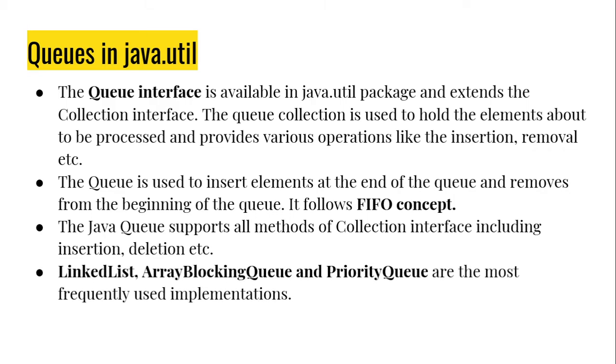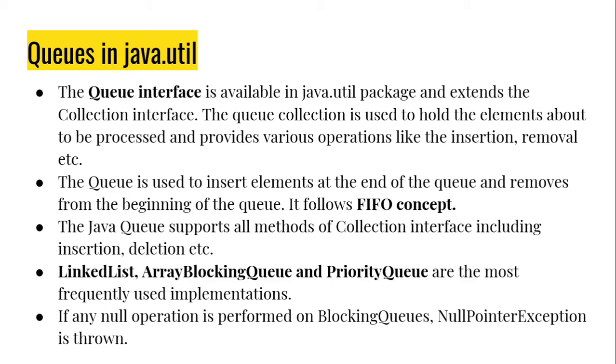So there are three implementations of the queue interface under the collection interface. We have the linked list implementation, so we could implement the interface with a linked list. And then we have the array blocking queue class and the priority queue implementation.